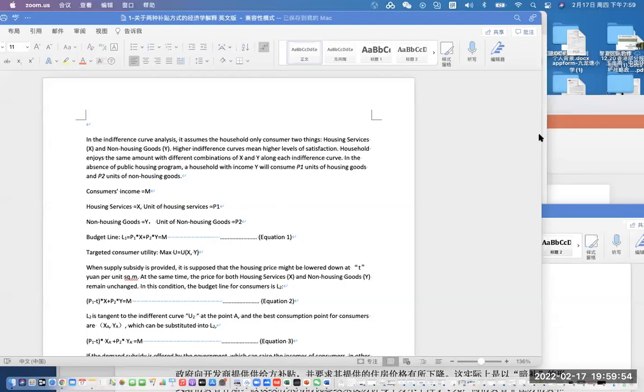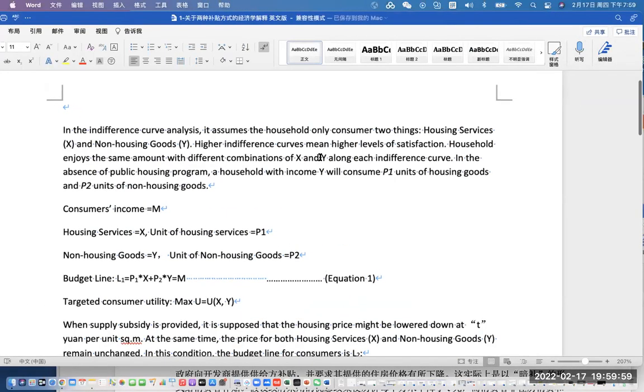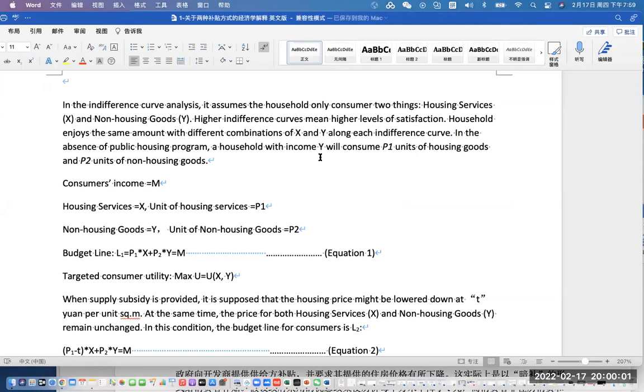There is some rationale. I just want to make this clarification for you to think about this, less efficient, because it's very important for today. So which one is more efficient in economic terms? Suppose like in the figure we saw in the indifference curve analysis, right? Assume that the household will consume two things: the housing services X and non-housing goods. So X and Y, okay?